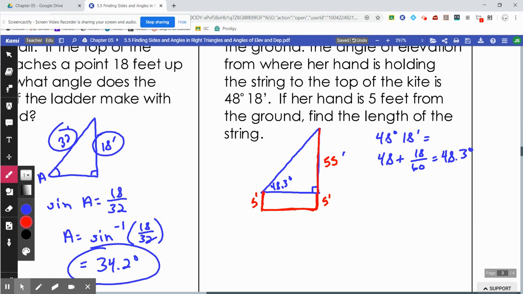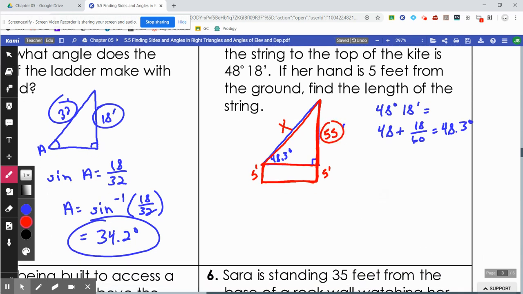Find the length of the string. So instead of using the 60 for over here, we're only dealing with this triangle right here. So we're going to take off this 5 feet for how high her hand is above the ground, and we're going to perform our operations on this. We want to know how long is the kite string. So we're dealing with opposite and hypotenuse.